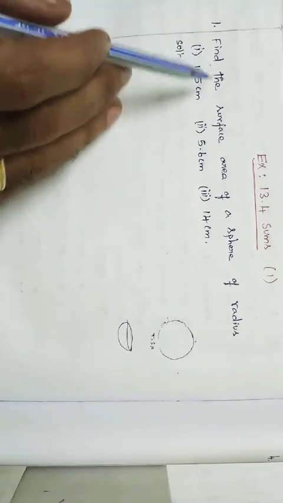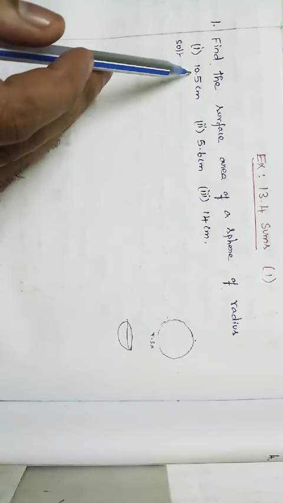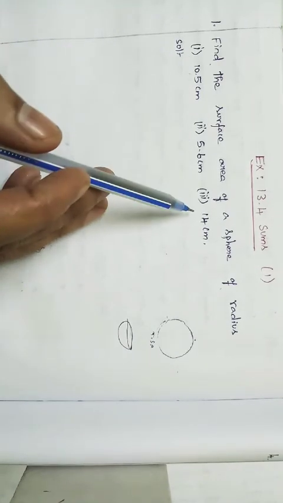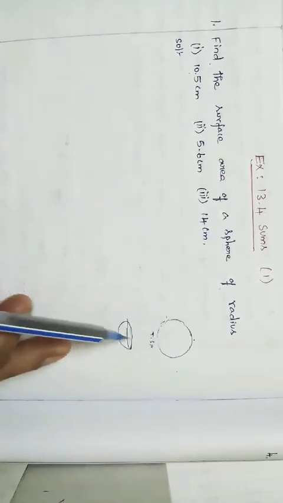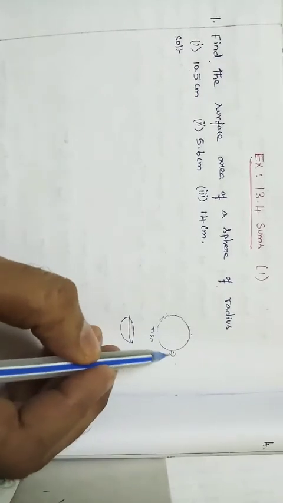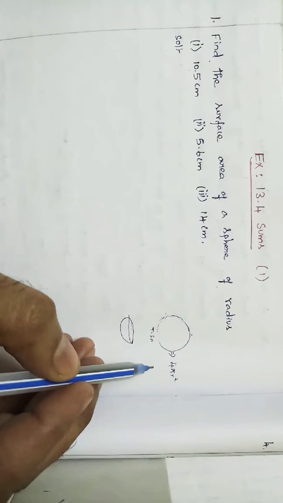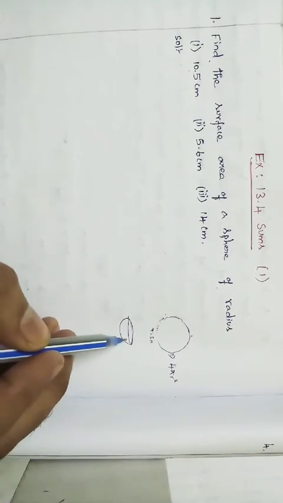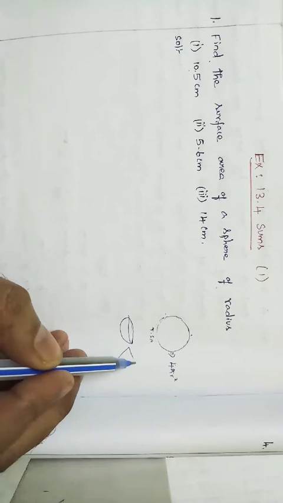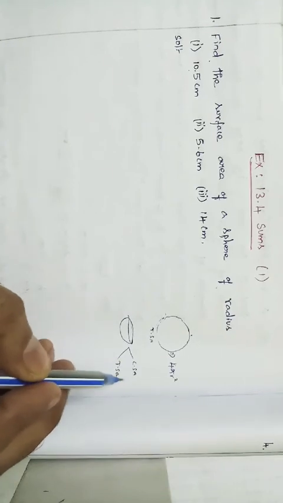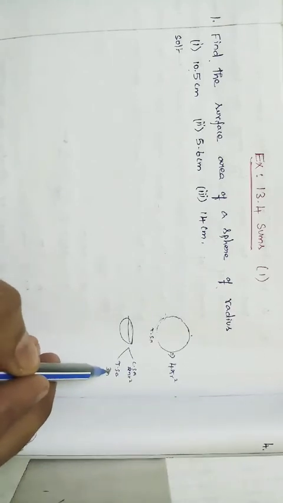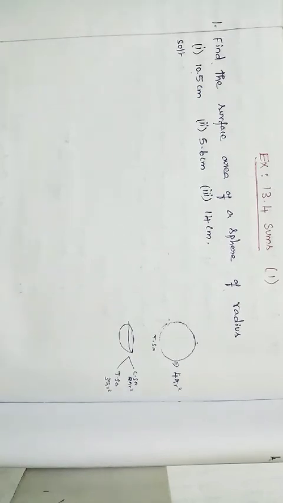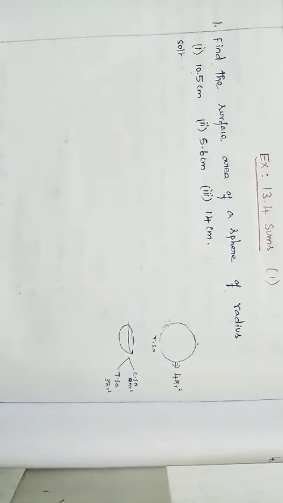First question: find the surface area of a sphere of radius, three subdivisions given. The first is 10.5 centimeter, the second is 5.6 centimeter, and the third is 14 centimeter. First we want to recall the formulas. Surface area of a sphere is 4 pi r square. For a hemisphere we have two surface areas, CSA and TSA. CSA is 2 pi r square and TSA is 3 pi r square.